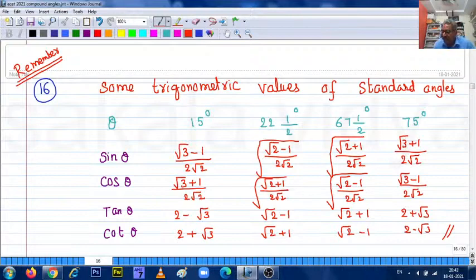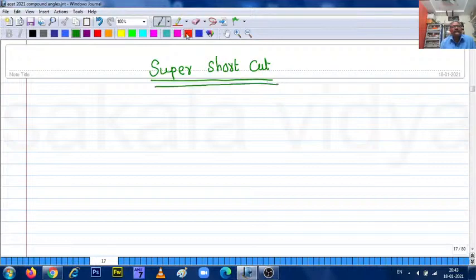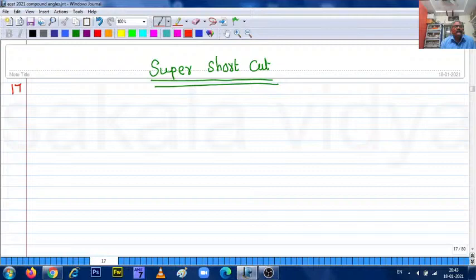Now I am going to explain the super shortcut. This is the bonus for today's class. Super shortcut, the 17th one. With the help of these super shortcuts you can solve as many problems. So you remember like this.